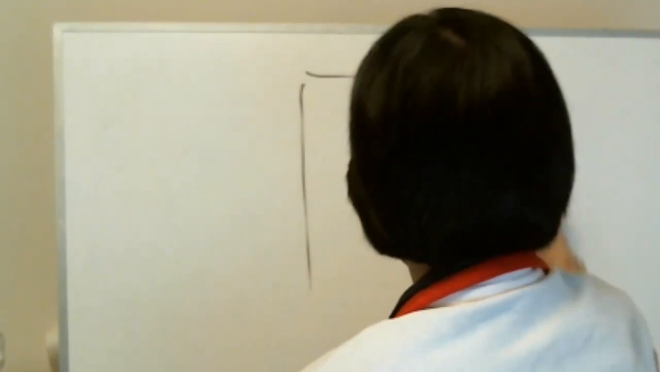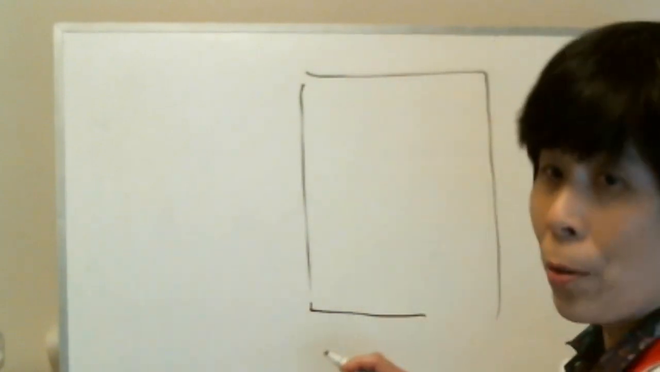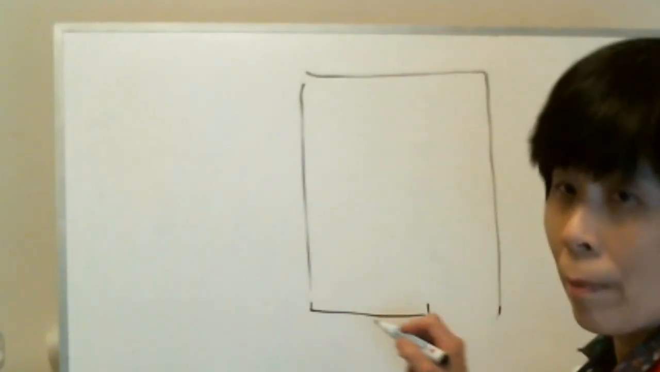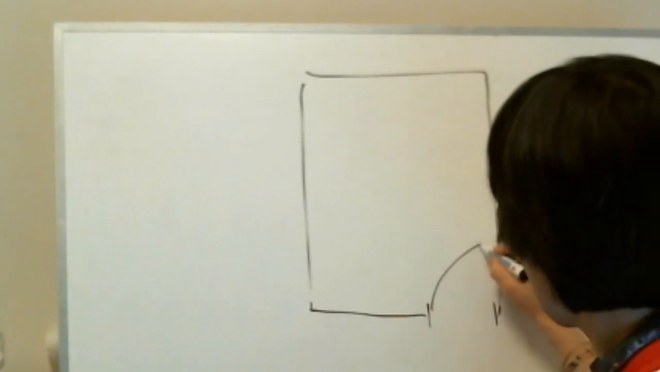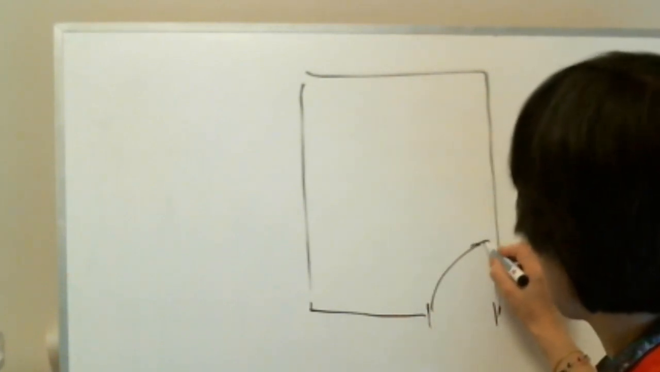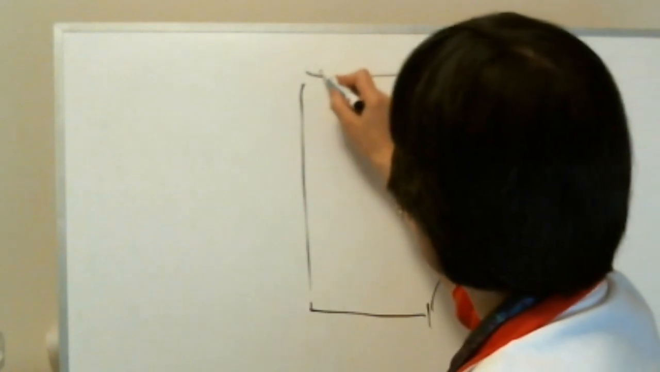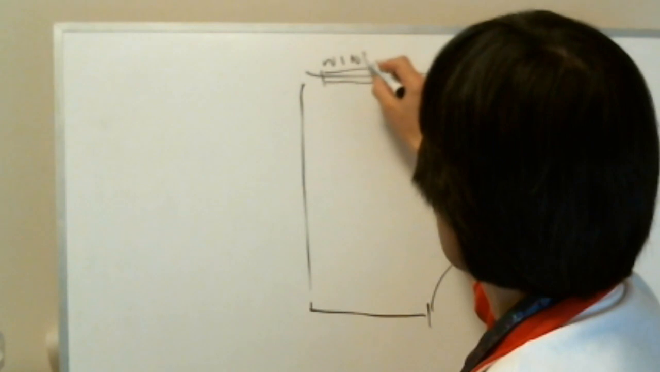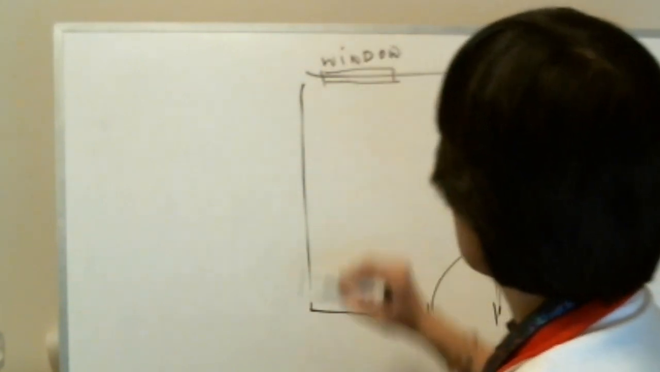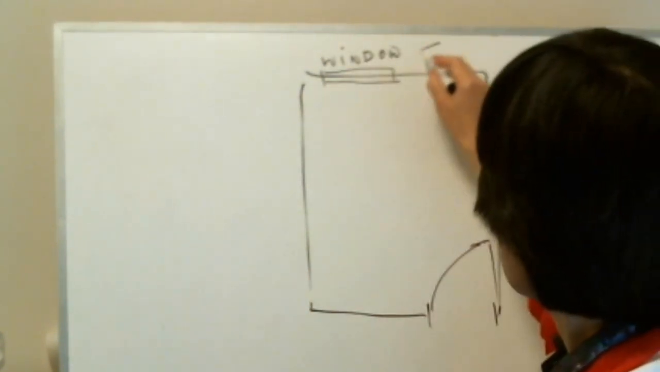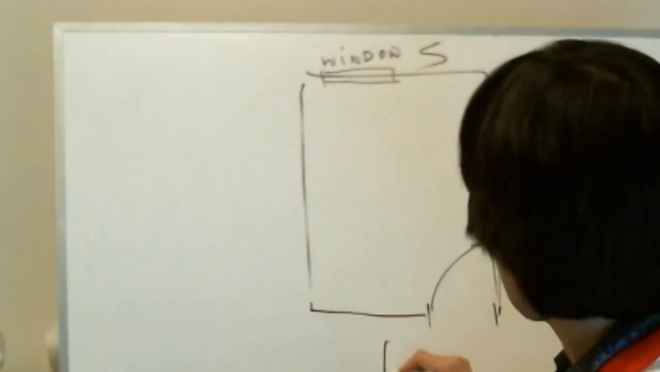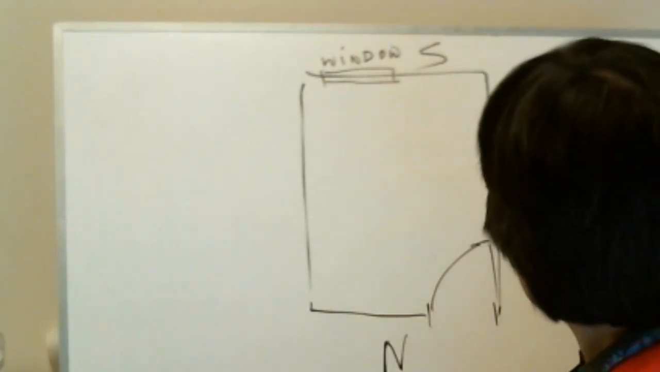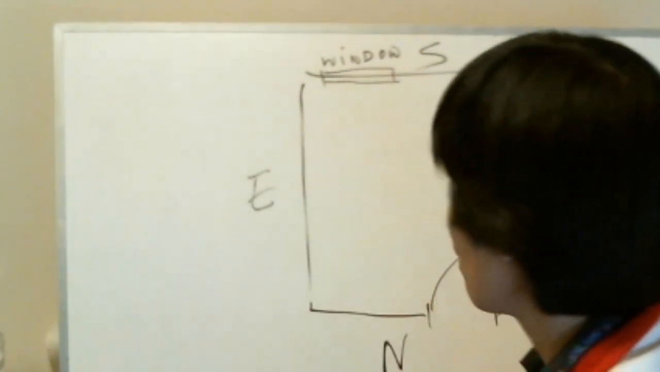Okay, so let's say you have a room. And let's say the door is here. Hopefully you can see very well. So this is the door. And let's say you have a window right here. So let's say this is the south. Okay, this is the north. This is the west. And this is the east.